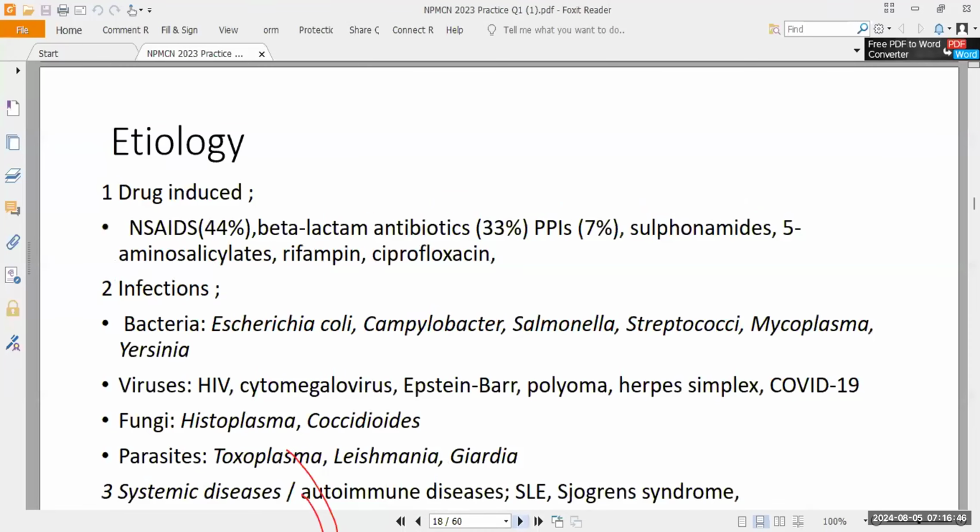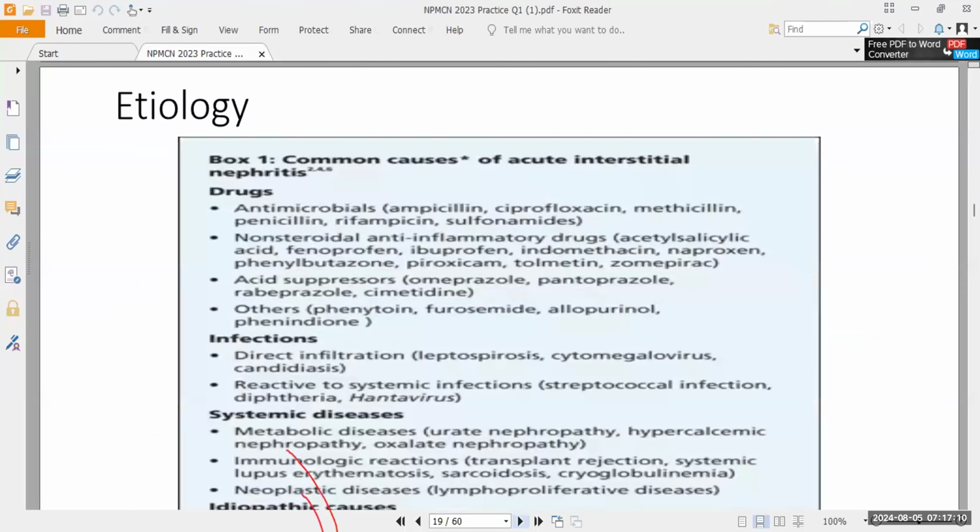So the most common cause of tubulointerstitial nephritis is drug-induced, most often NSAIDs and antibiotics. Infections are also causes, usually bacterial infections and viruses like HIV. Then systemic diseases like SLE and Sjogren syndrome, and then it could be idiopathic.